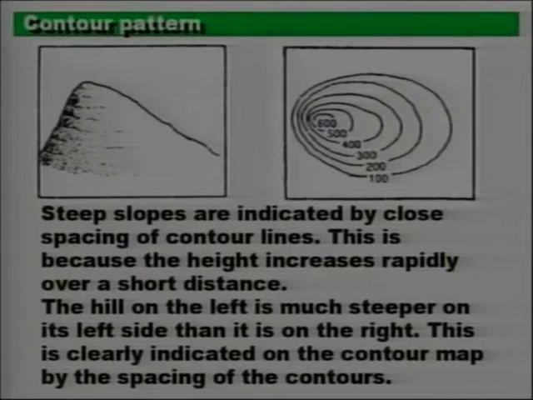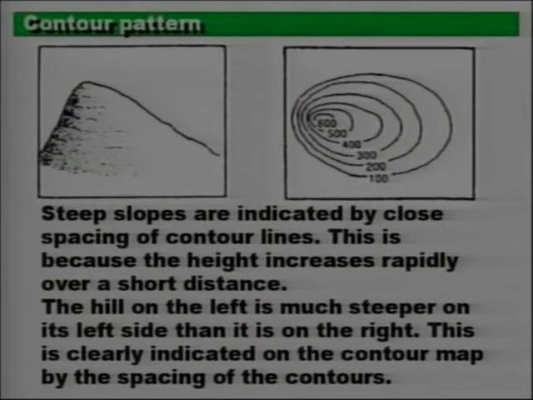Steep slopes are indicated by close spacing of contour lines, like here. This is because the height increases rapidly over a short distance, therefore the contour lines are very close together. The hill on the left is much steeper, meaning this side is much steeper than the one on the right. This is clearly indicated on the contour map by the spacing of the contours.